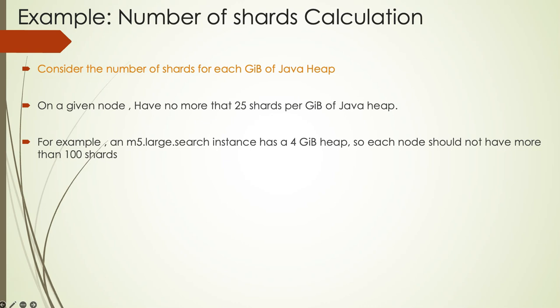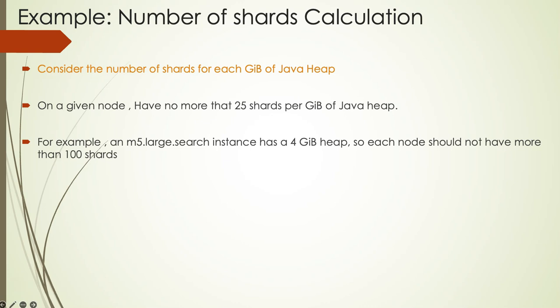The other allocation guideline, to maintain performance and prevent resource bottlenecks, is that you're not looking to have more than 25 shards per GB of Java heap size on a node. Let's take an example. If you're using an M5 large search instance, which has 8 GB of memory, you will be assigning Java heap size of 50% of it, that is 4 GB.